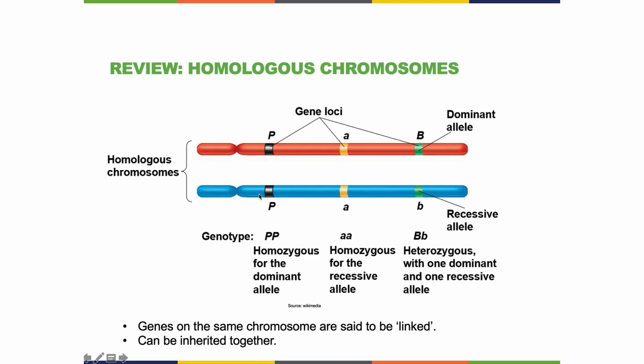And all the alleles that are on one chromosome are said to be linked to each other, because wherever one of these chromosomes go, that's where these three different alleles are going together.